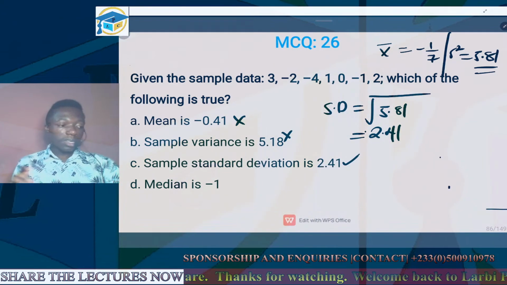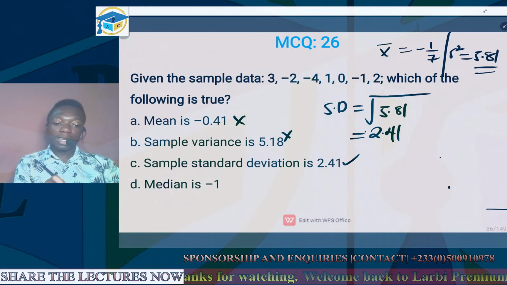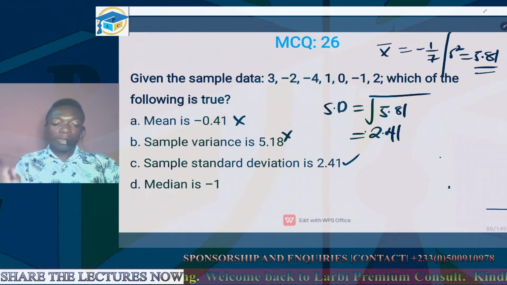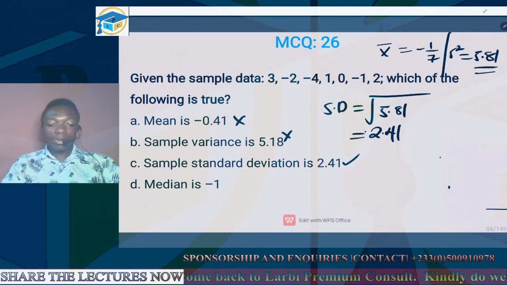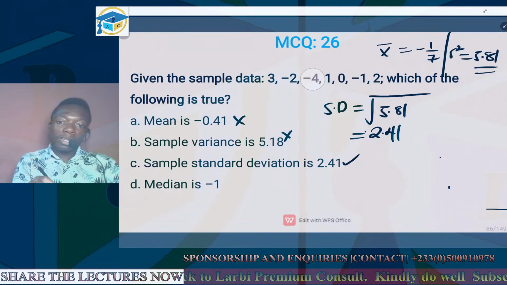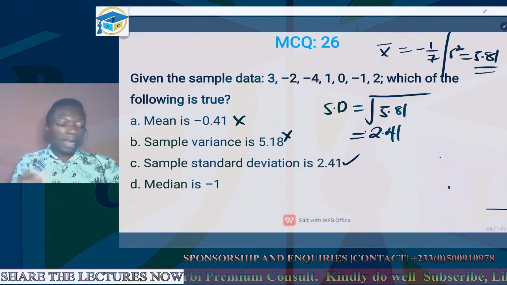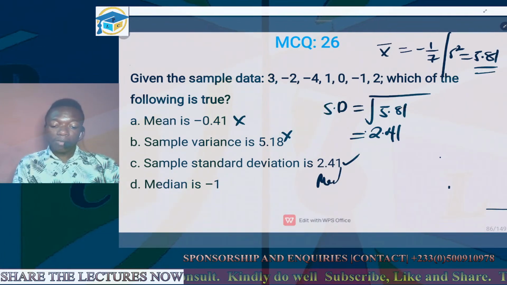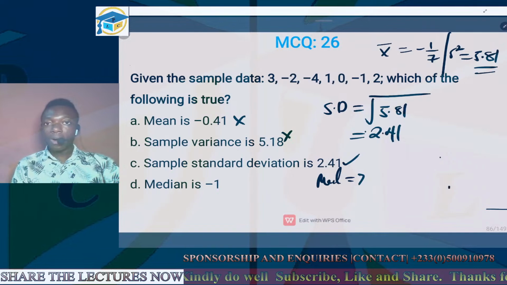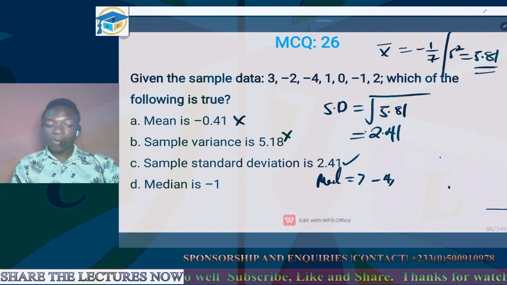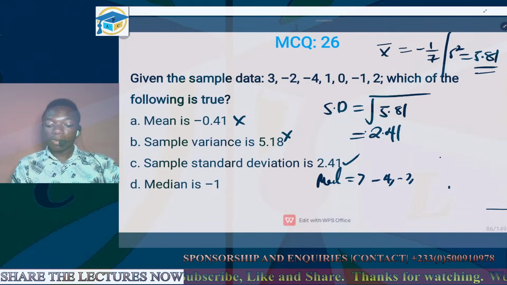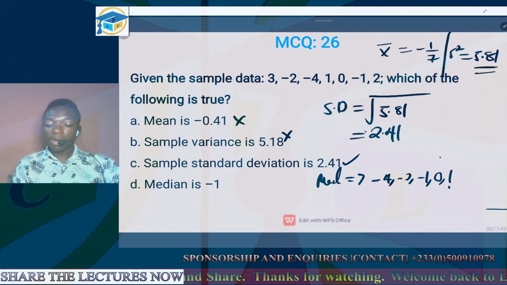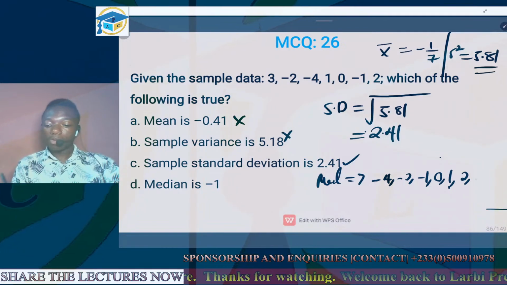Okay, and let's also lastly calculate the median for this data. That means we're going to arrange this data in ascending order of magnitude. So we start from -4 being the lowest to the highest, which is 3, right? So arranging in ascending order, we are supposed to have -4, then -2, then -1, then we have 0, we have 1, we have 2, and we have 3.